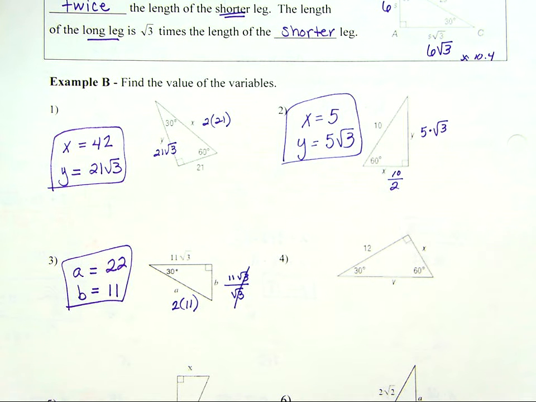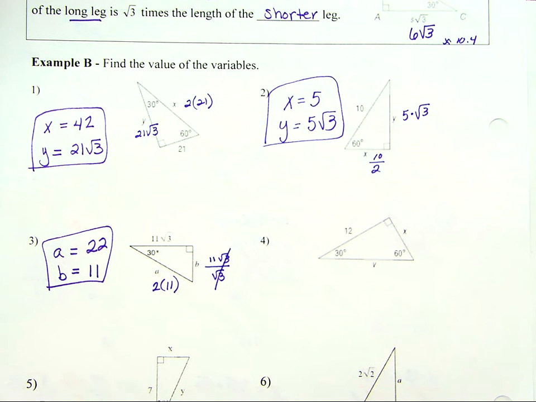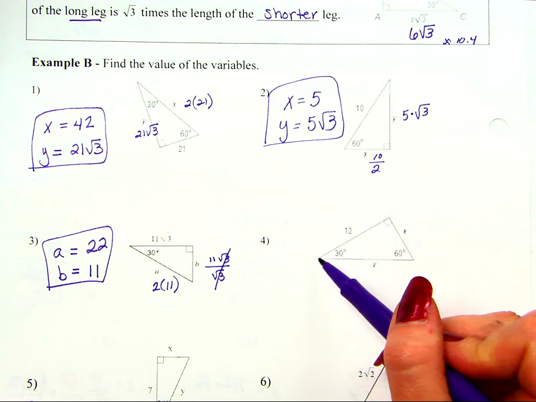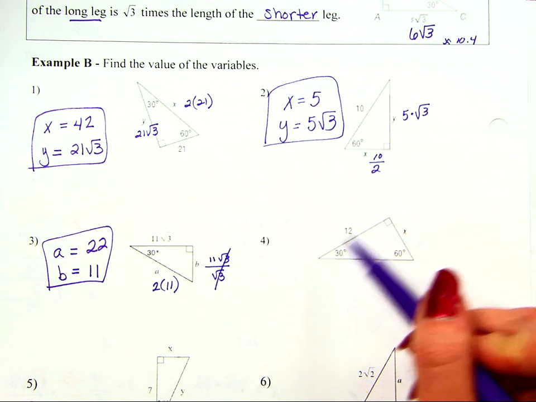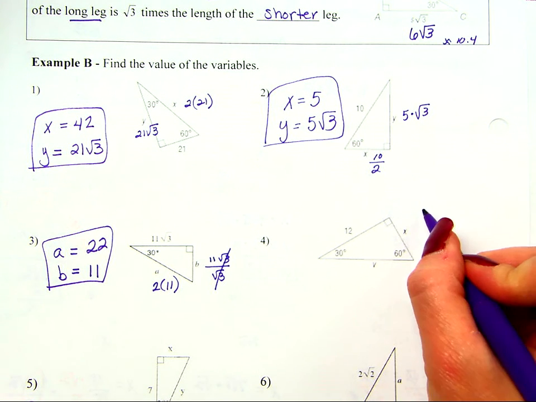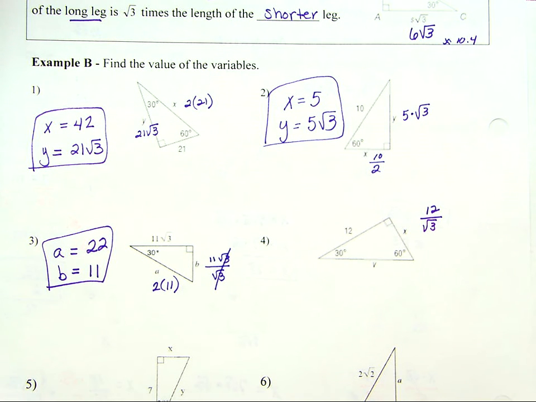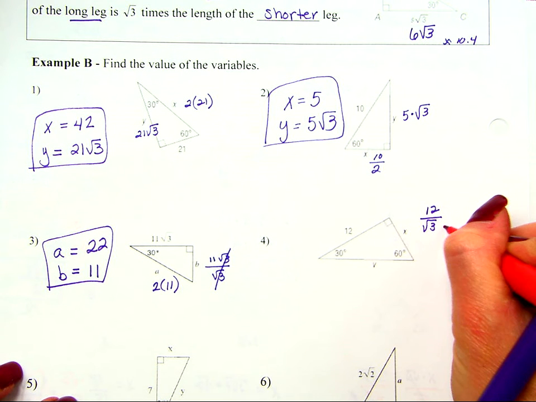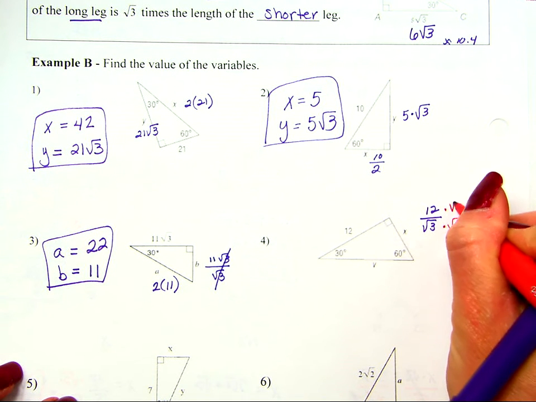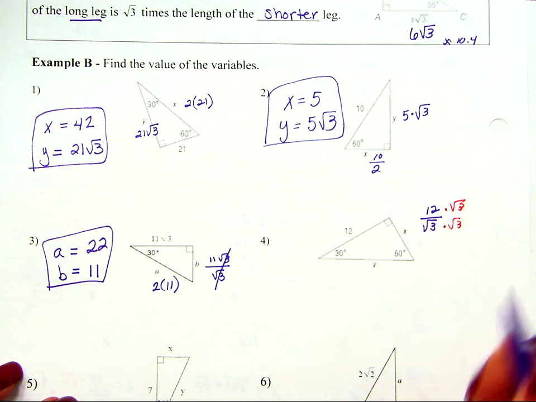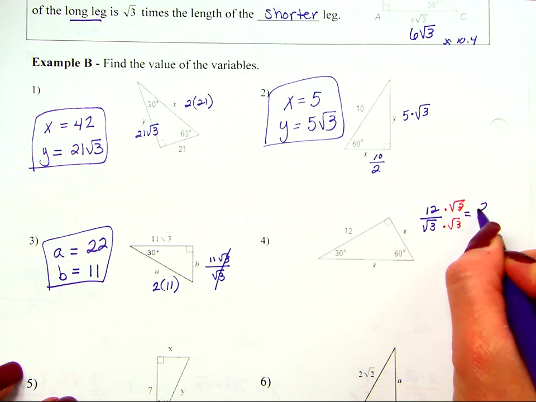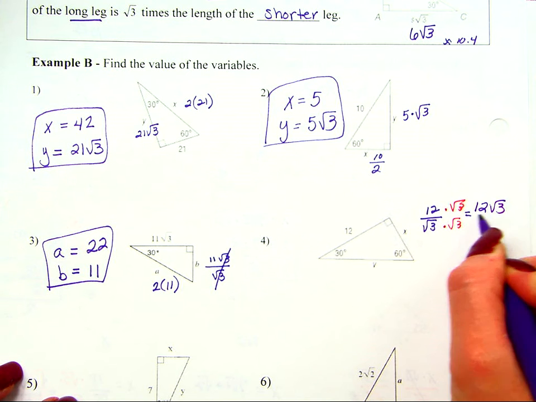In question 4, again, they give me the long leg. But this time, they're saying my long leg has a value of 12. I'm going to find my short leg. If I were working backwards, I would be taking 12 and dividing by root 3. Now, 12 divided by root 3 is correct, but it's not written in proper form. So I'm going to have to do a little bit of simplifying. I'm going to rationalize my denominator first. I'm going to have 12 root 3 all over 3.